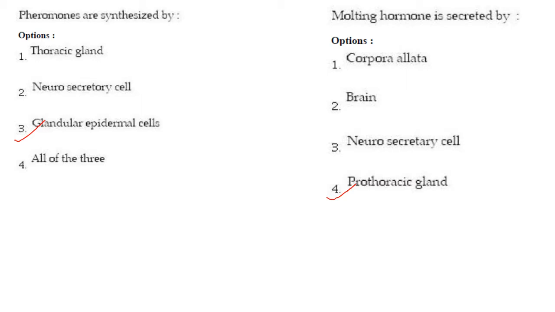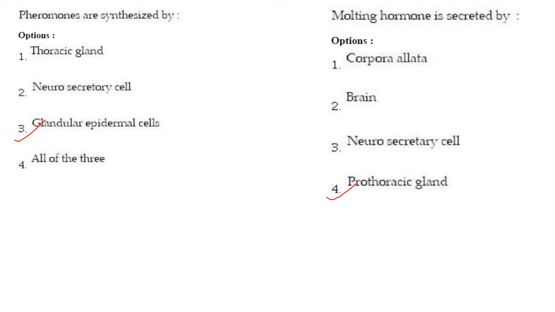Next one, pheromones are synthesized by: option 1 thoracic gland, 2 neurosecretory cells, 3 glandular epidermal cells, and 4 all of these. Answer is option 3 glandular epidermal cells.